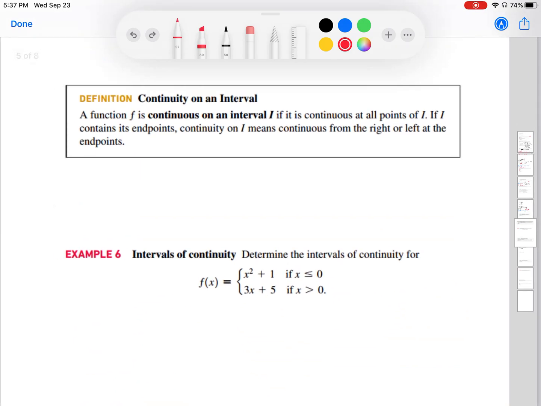Continuity on an interval. A function f is continuous on an interval I if it is continuous at all points in I. If I contains endpoints, continuity on I means continuous from the right or left at the endpoint. So let's go ahead and take a look at an example.